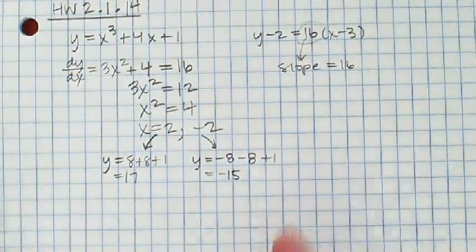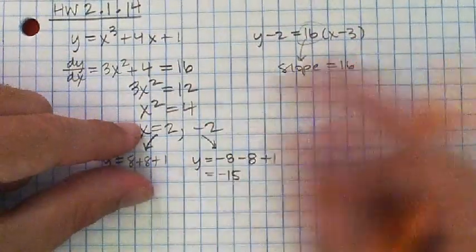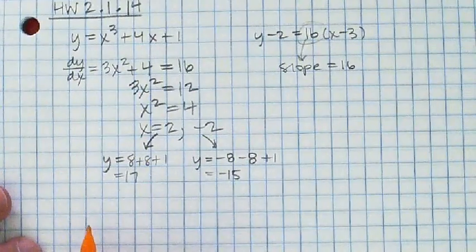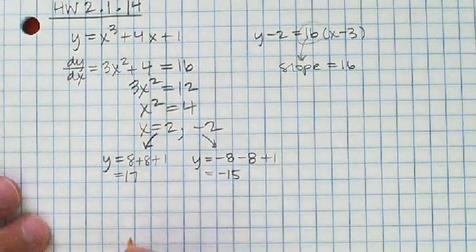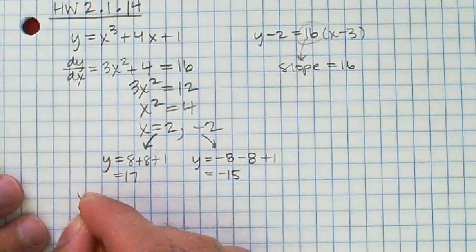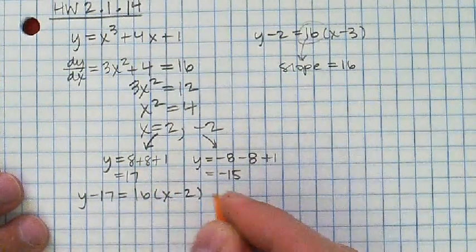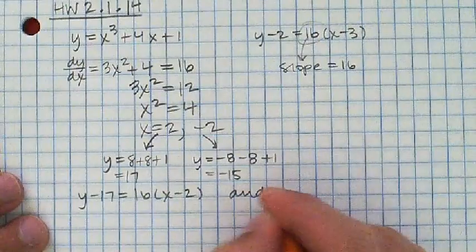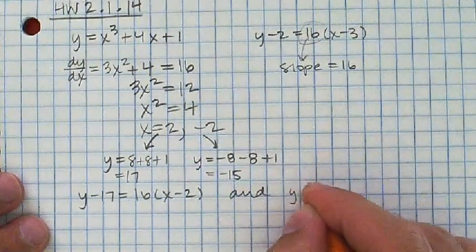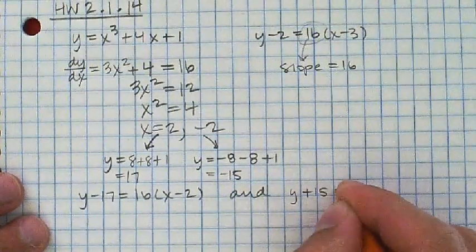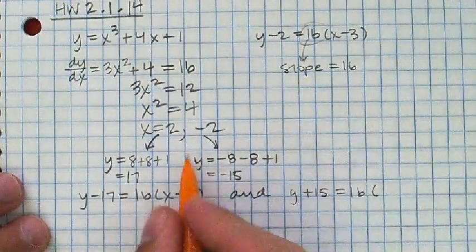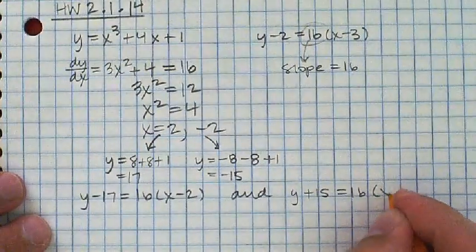So I've got 2 points, both same slope, so my tangent lines to this that have slope 16 are y minus 17 is equal to 16 times x minus positive 2, and y minus negative 15 is equal to 16 times x minus negative 2.